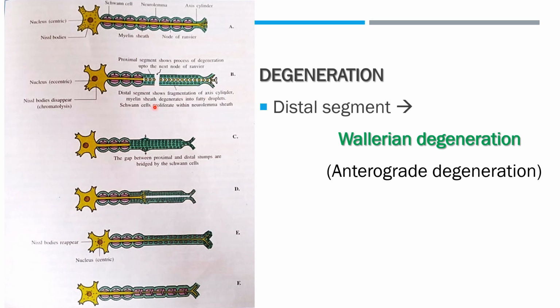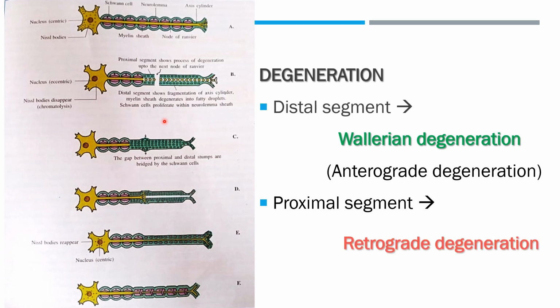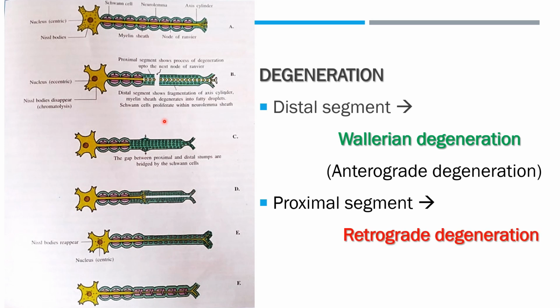What about the proximal segment? In the proximal segment also there is going to be a degeneration, but that degeneration will happen only till the next node of Ranvier, because of the total effect of the injury to the nerve. There will be slight degeneration in the proximal segment up to the next node of Ranvier. This type of degeneration is known as retrograde degeneration. So these are the changes that are happening in the axon.